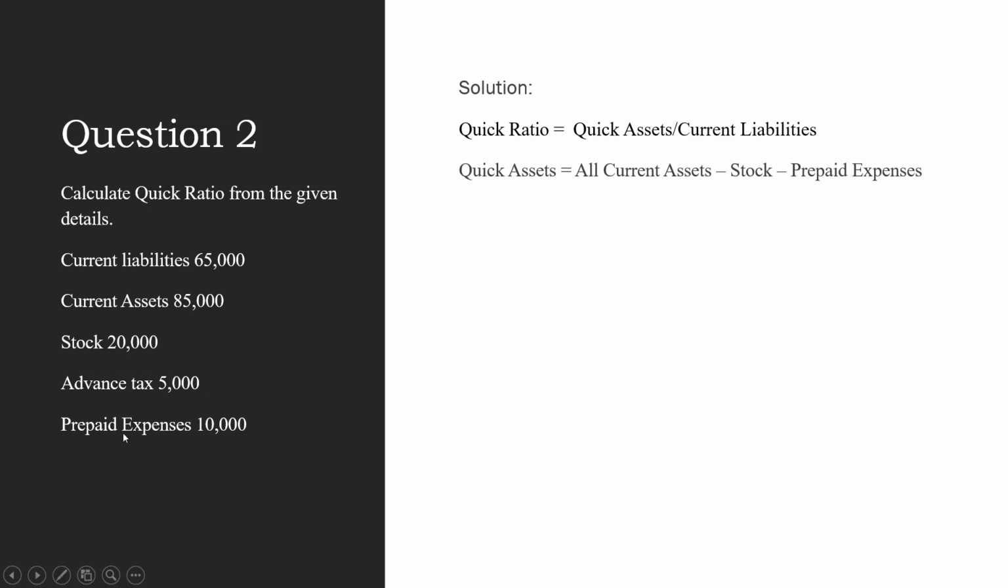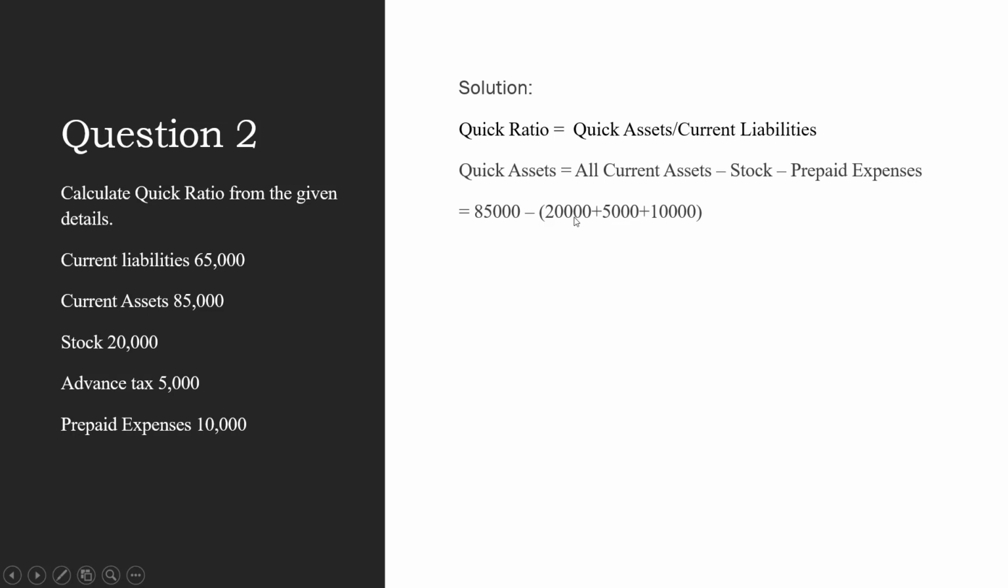Now in this question we have to see whether there are any prepaid expenses or not. Yes, we have prepaid expenses of 10,000 rupees. What are the current assets? Current assets are directly given as 85,000. So we take 85,000 minus stock and prepaid expenses. Stock we have 20,000 rupees, prepaid expenses we have 10,000 rupees, and advance tax. Advance tax also means you have paid in advance, right? That is also a prepaid.